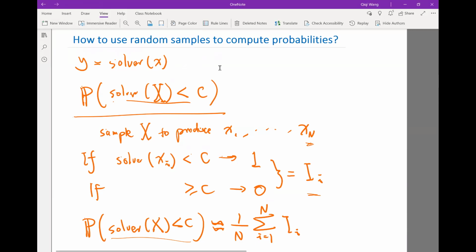Okay, next lecture, we're going to be discussing more about this procedure. How many samples do we need? How do we compute other output quantities of interest, such as what is the mean of a random output quantity? What is the standard deviation?